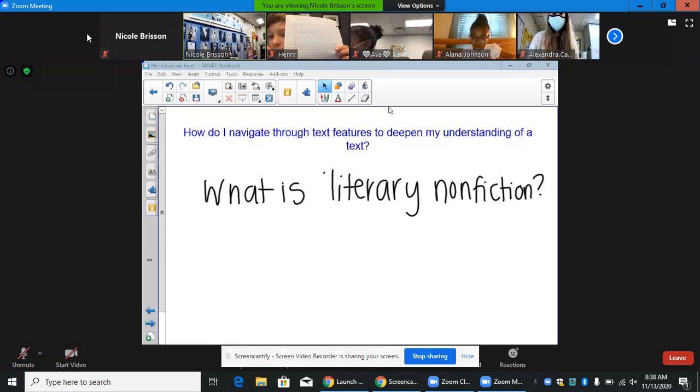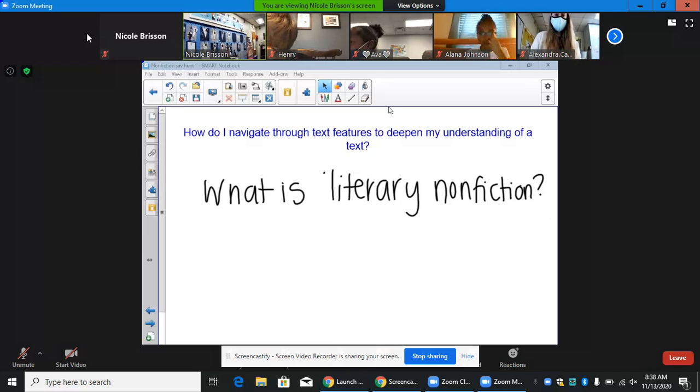Aiden, what is literary nonfiction? Literary nonfiction is telling a story, but it's nonfiction. Right, it's a combination of both fiction, where it tells a story, and nonfiction, where it gives you true facts. It's a blend of both.